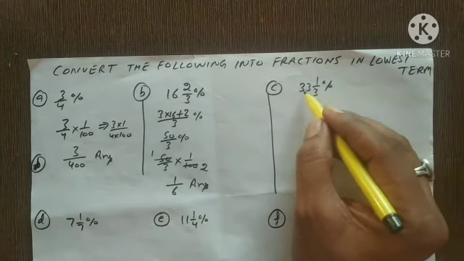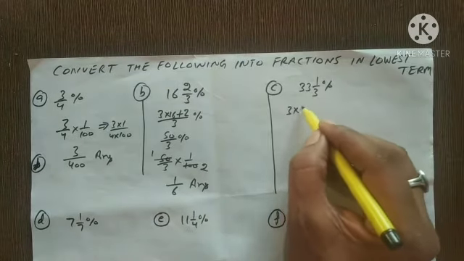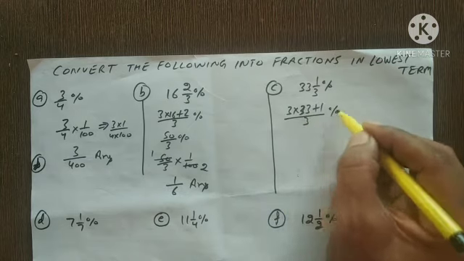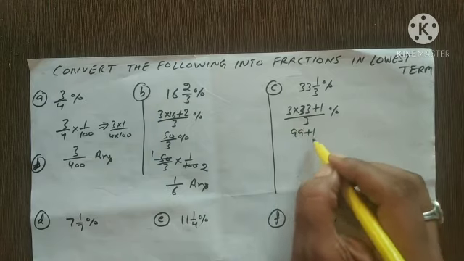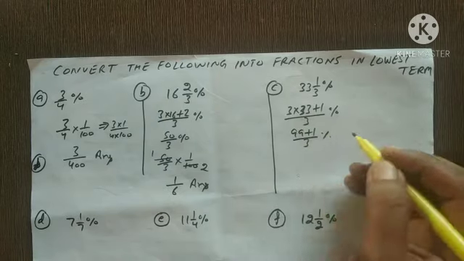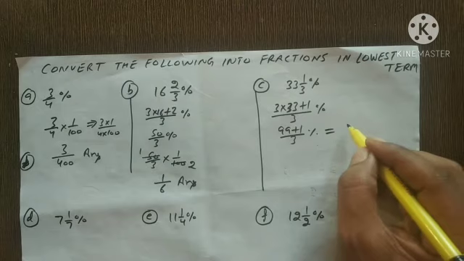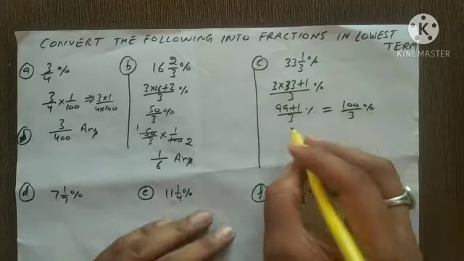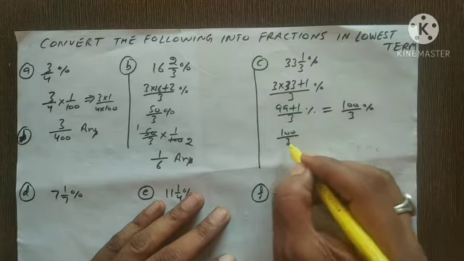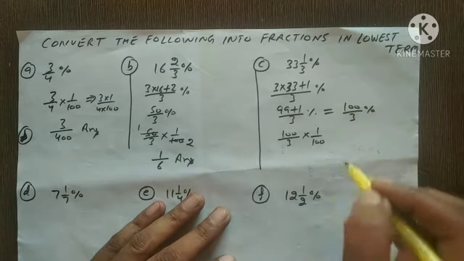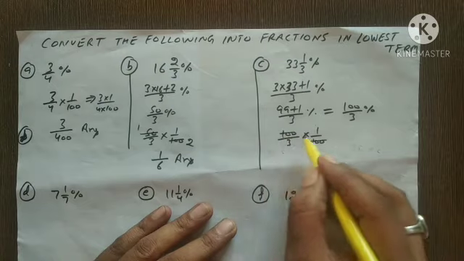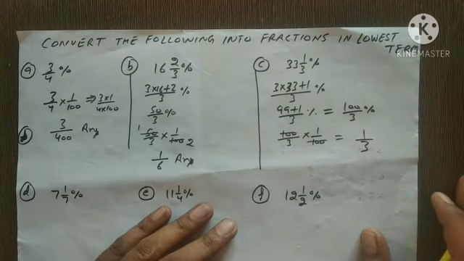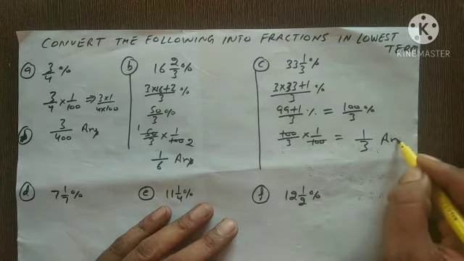Now 3 multiply 33 plus 1 over 3%. Now 99 plus 1 over 3%. Here it means 100 over 3%. Now 100 over 3% means 100 by 3 multiply 1 over 100. Now 100 cancels with 100, that is 1 over 3. So the answer is 1 over 3. This is the lowest term.